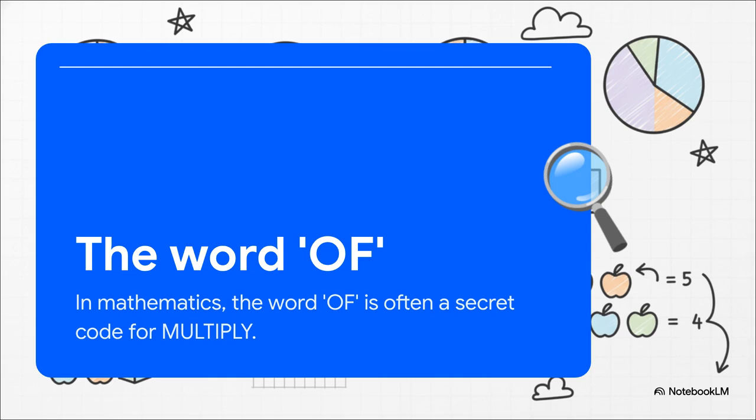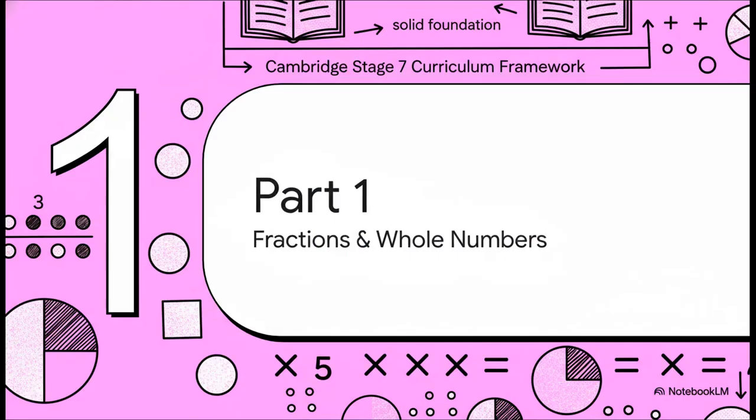Okay, here's the first big secret, the pro tip you need to know. Whenever you see the word "of" in a math problem like this, it's basically just a secret code for multiply. Yep, that's it. So 3/4 of 20 just becomes 3/4 times 20. Easy, right? So let's start with part 1, fractions and whole numbers.